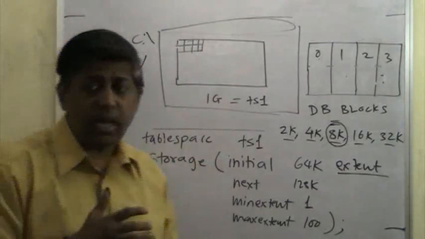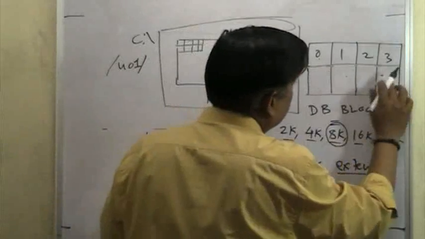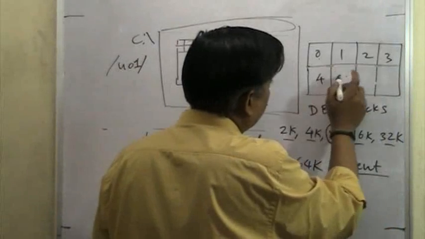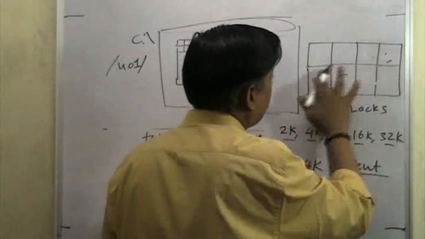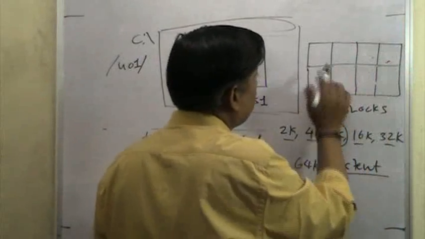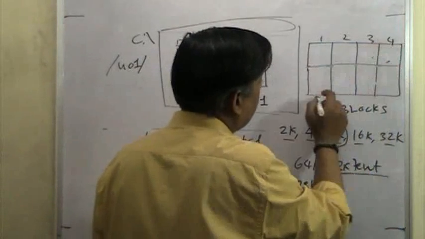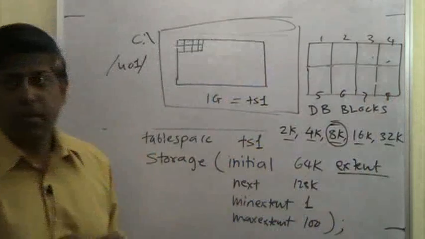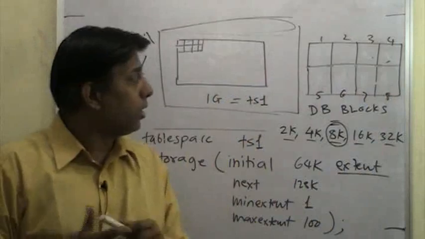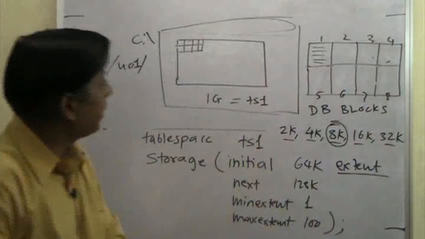Our table was table A. Now, assuming that the database block size is 8K, I will just name the blocks 1, 2, 3, 4, so that it would be easy for us to understand. Block number 1, 2, 3, 4, and this is 5, 6, 7, and 8. What is inside this block? There are rows inside this block.